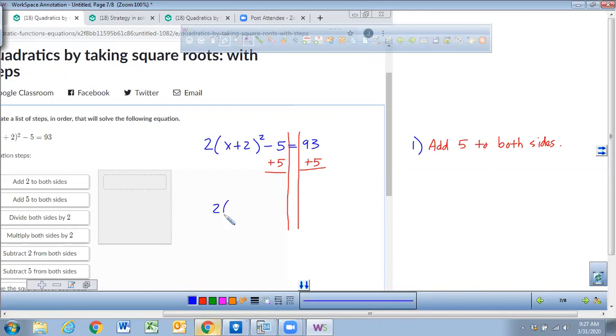And we're left with 2 times (x plus 2) squared equals 98. So that's step 1. Add 5 to both sides. You can kind of see this right here. There's step number 1. That's what I'm going to drag over when we do the answer. Okay. Step number 1. Step 2.